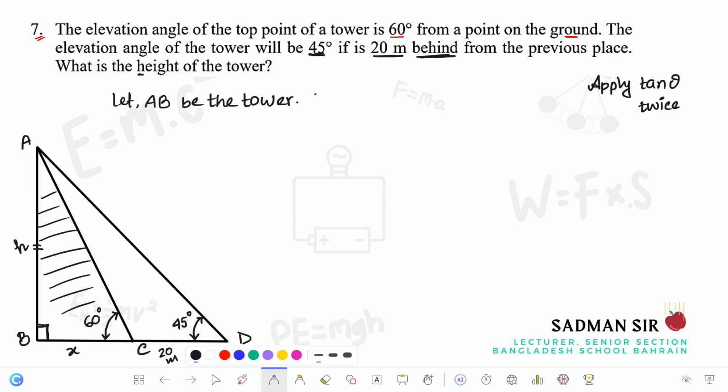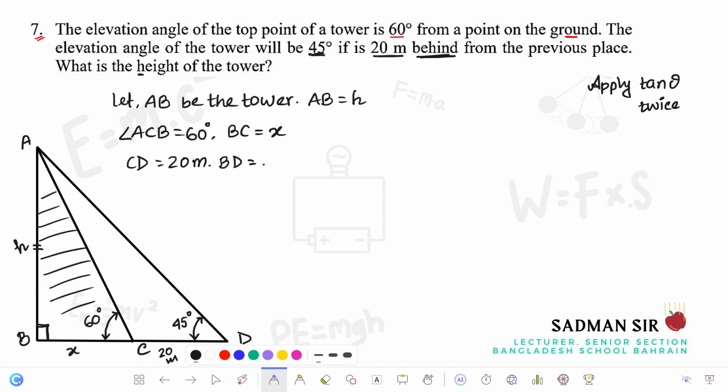So AB is equal to H. At C, we can see that an angle ACB equal to 60 degree is being formed, and BC we have considered to be X, and D is the point. From C to D it is 20 meter. Then can you tell me what from B to D will be?